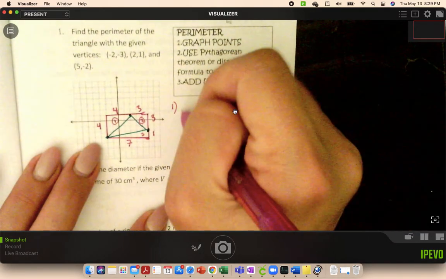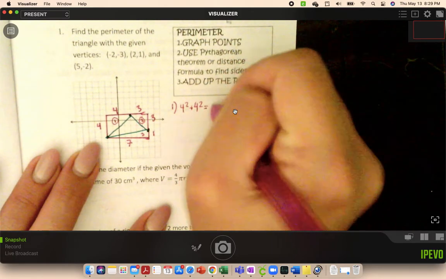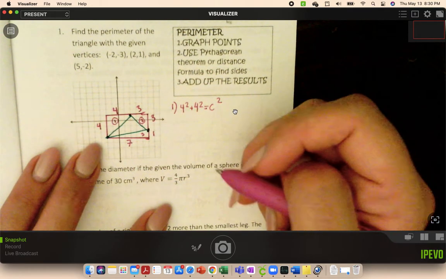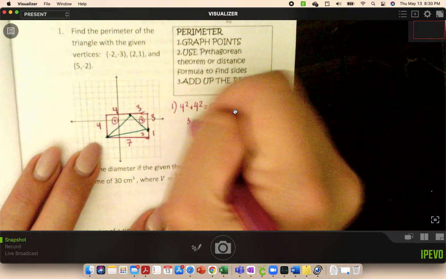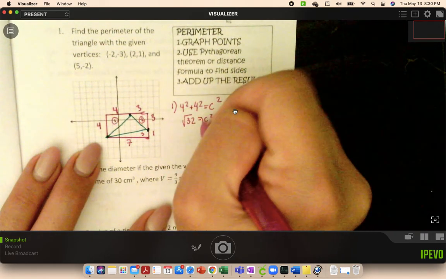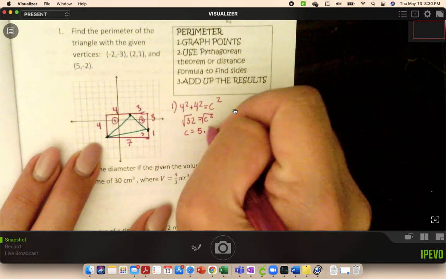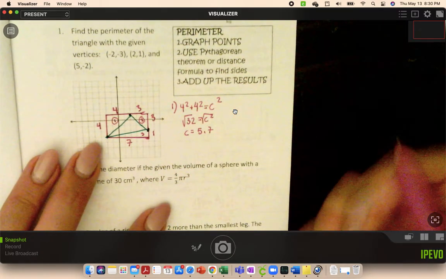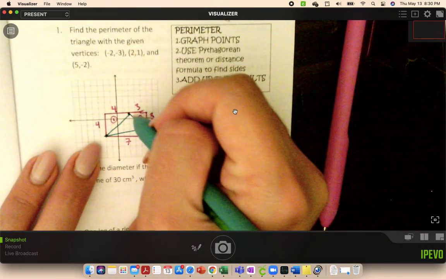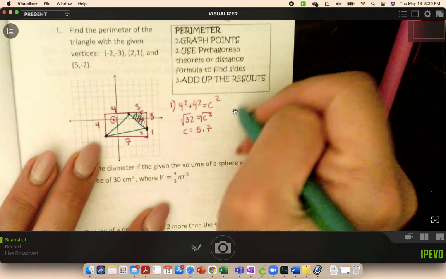So for triangle 1, I'm going to do 4 squared plus 4 squared equals c squared. We know 4 squared is 16. 16 plus 16 is 32. We're going to take the square root of each side, and we know that c is going to be 5.7. So I did my first one. Now I'm going to go ahead and kind of color code it. I'm going to do my next one.